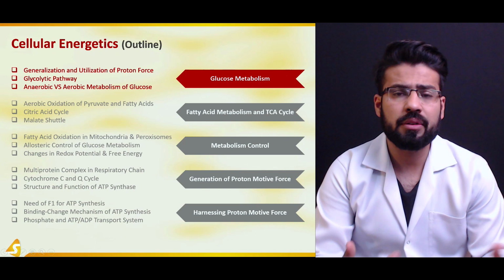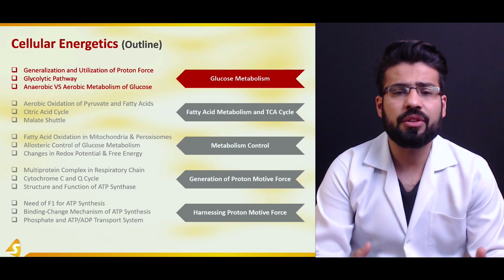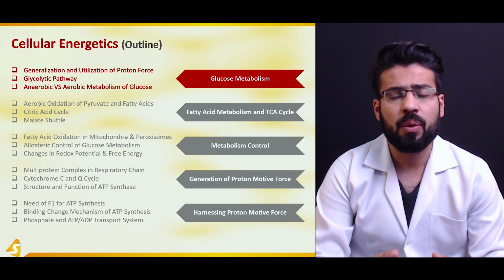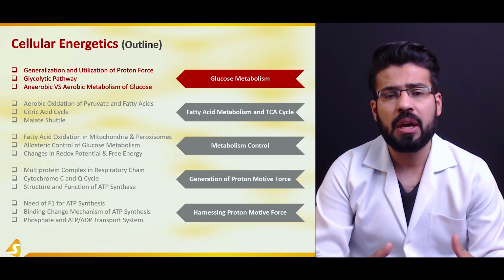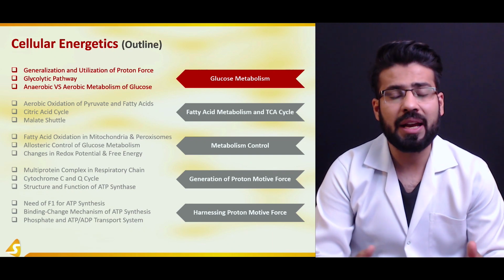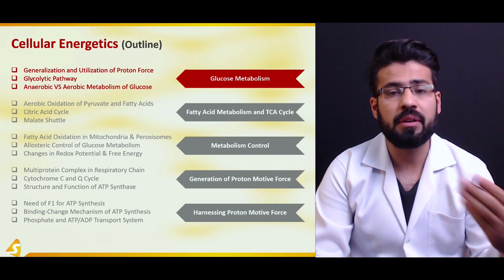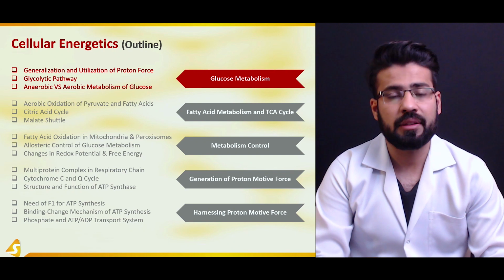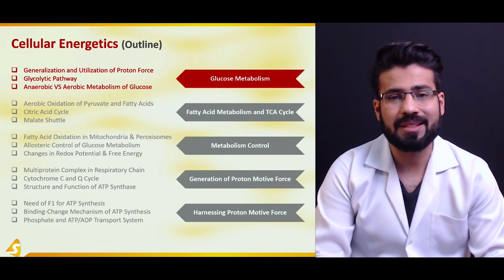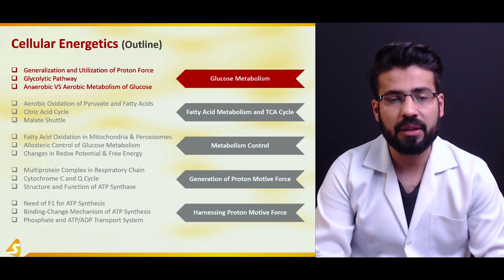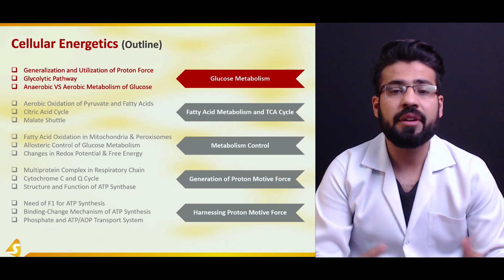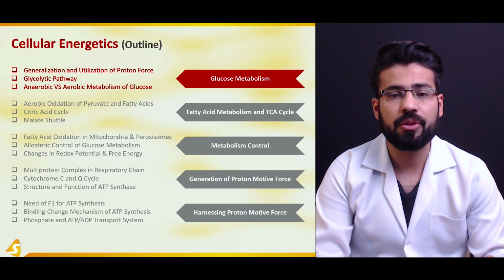So we are going to start off with the generalization and the utilization of the proton motive force, and we are going to see how that proton motive force, which is basically a combination of both the electrochemical gradient and the proton gradient, is produced and how it is utilized in several different processes. Then we are going to see the detailed structure of the processes that are involved in the glycolytic pathways. And lastly, we are going to discuss the difference between the aerobic and anaerobic metabolism of glucose.